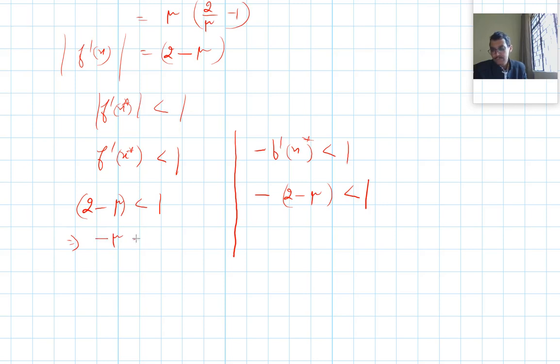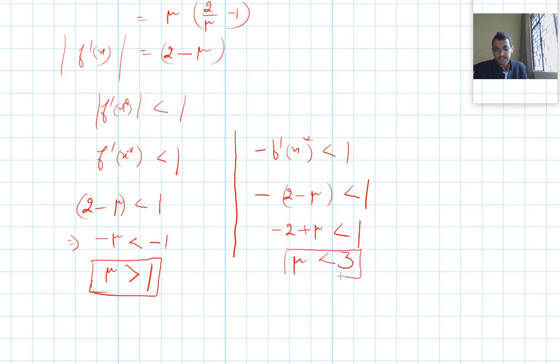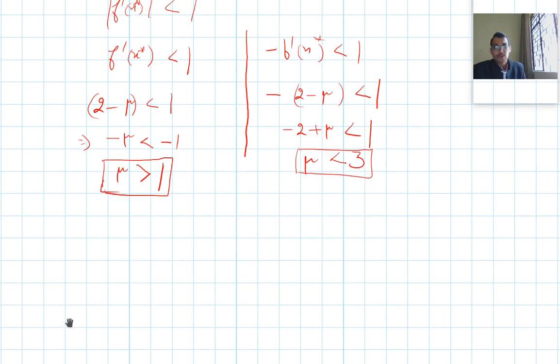So I can write it as minus mu is less than minus 1, or mu is greater than 1. This is one condition which we are getting, and from here it is minus 2 plus mu is less than 1. So mu is less than 3. So these are the conditions which we are getting. So let us summarize all these.